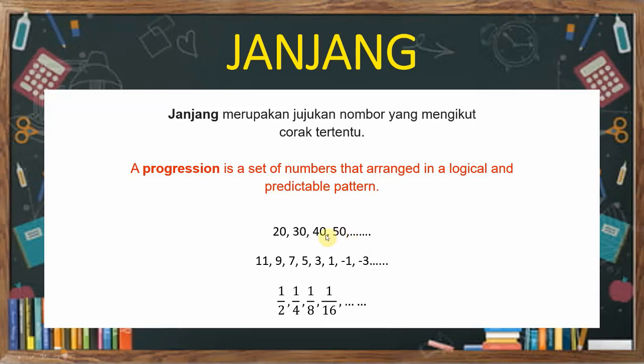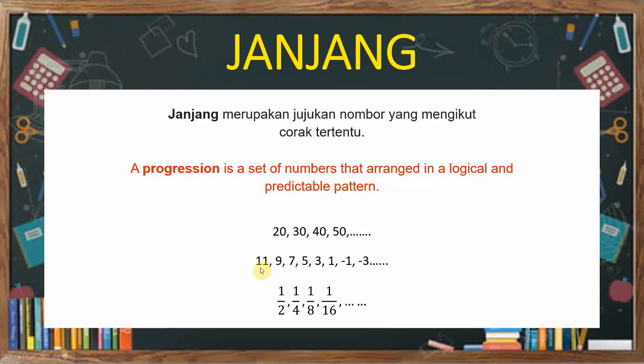The first one, 20, 30, 40, 50. From this set of numbers, we know that each of these numbers is added by 10. Add 10 to 20, it becomes 30. Add 10 to 30, it becomes 40. Add 10 to 40, it becomes 50. So there is a pattern and it is a progression.